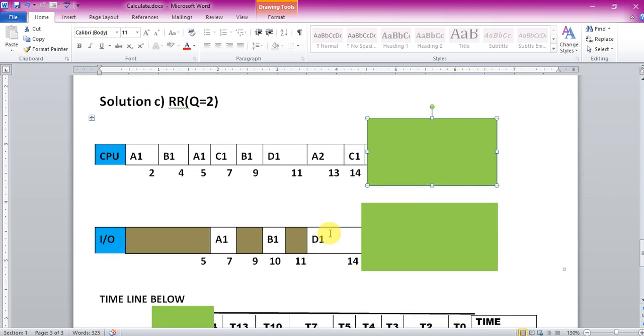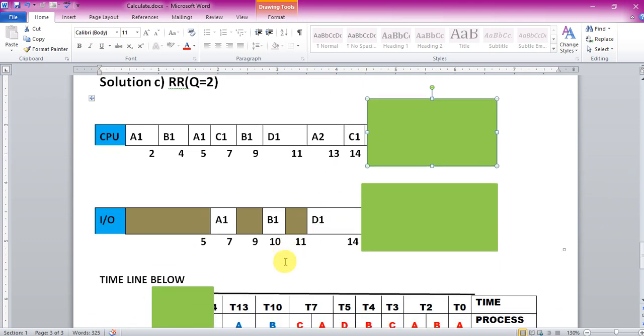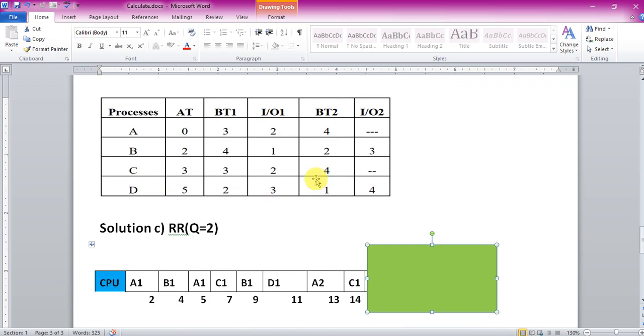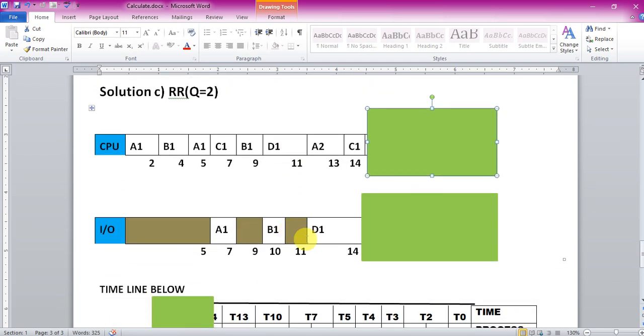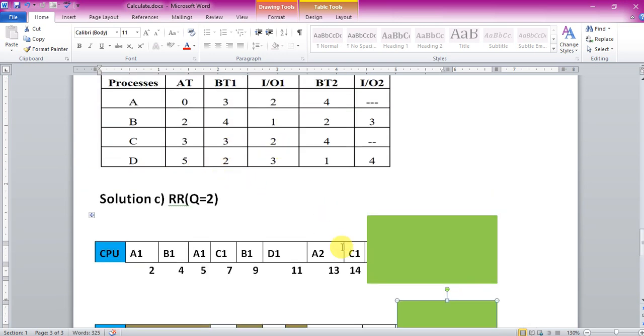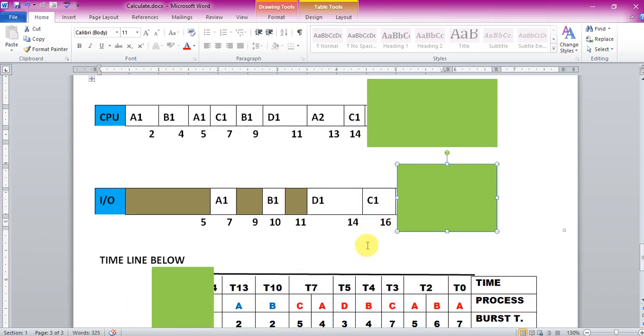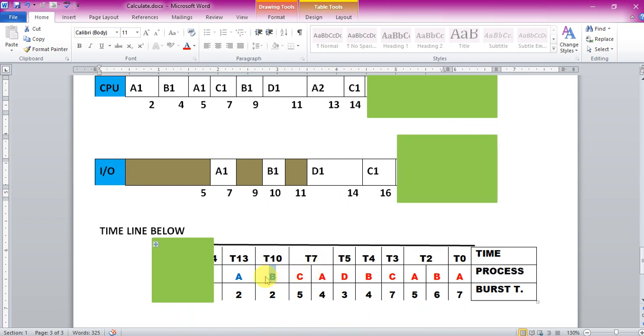Now it has time to access its first IO. So at timeline 14, C takes its first IO request, which is 2 units as we know. So from 14 to 16, C enters here.